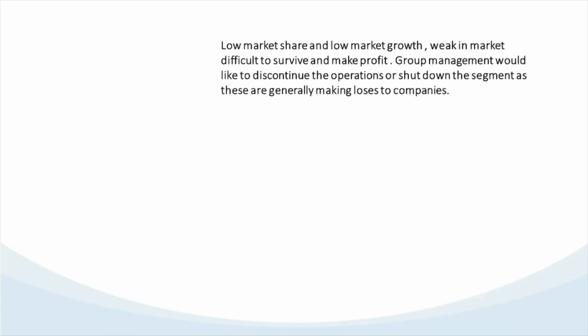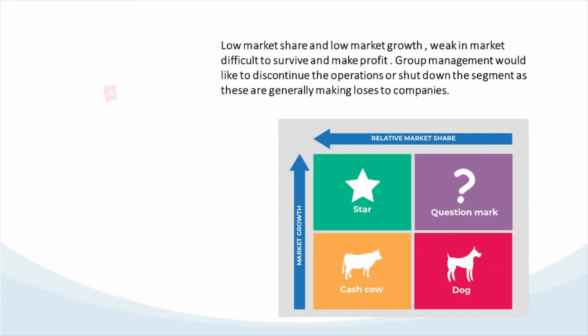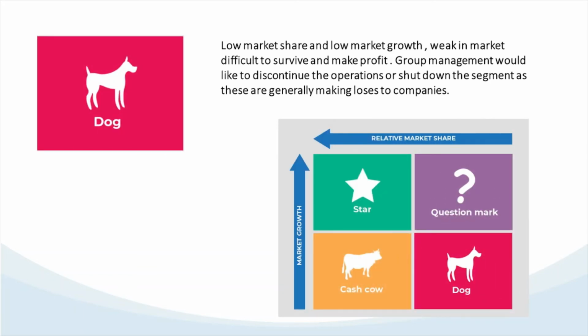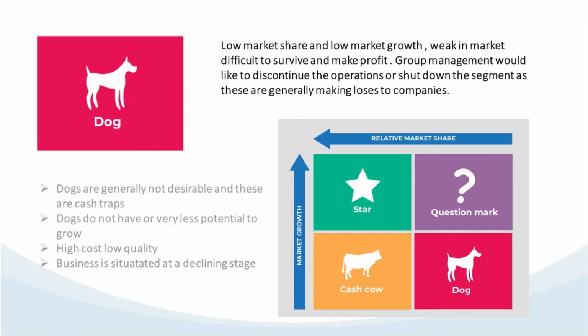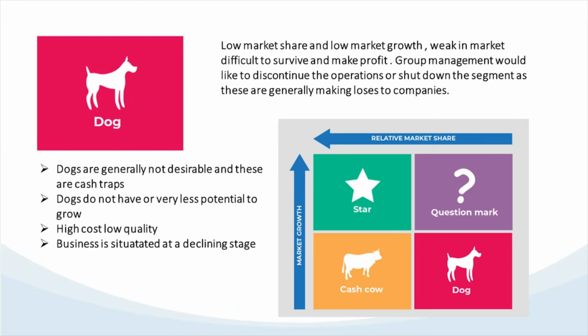Now, last, which is a very unattractive quadrant, dog. As the name suggests, dog. Dogs are generally very good, loyal, but here the dog's meaning is different. So, if your business falls into the dog quadrant, you have low market share, low market growth, weak in market, difficult to survive and make profit. You are already in a very bad position here as a business.